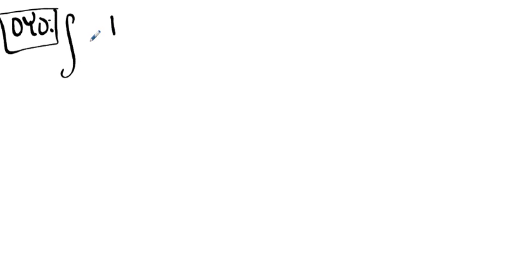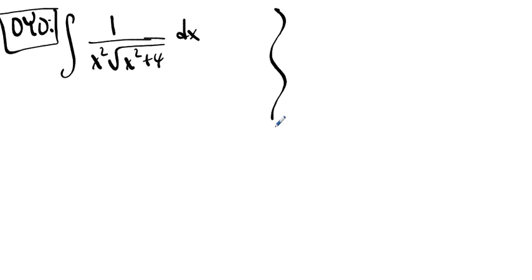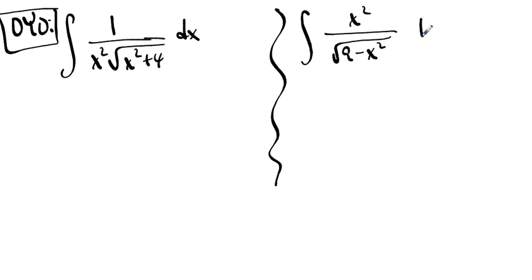Couple of things for you to consider as you're trying to figure out if you know what you're doing or not. Let's do the integral of 1 over x squared times radical x squared plus 4 dx. And let's do the integral of x squared over radical 9 minus x squared dx. This one's pretty straightforward. This one's a little bit tougher, looks a little bit uglier at the end.